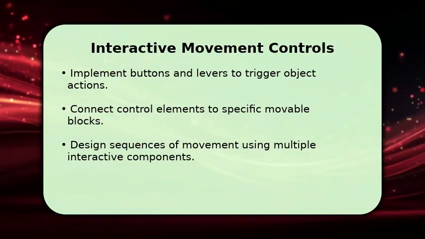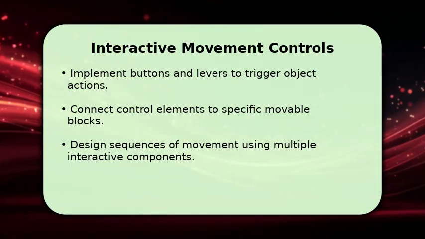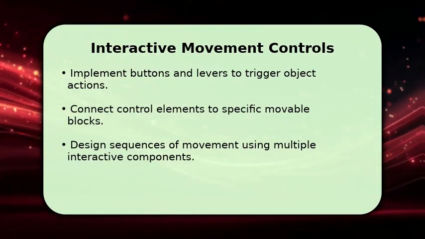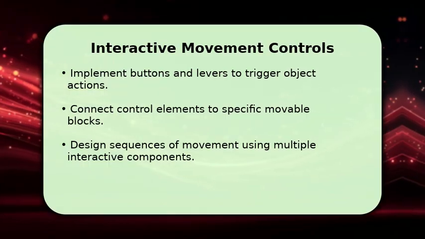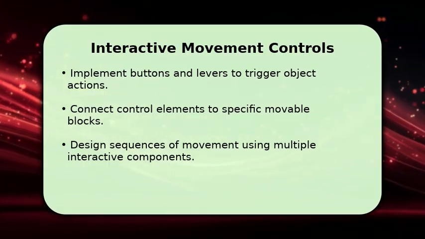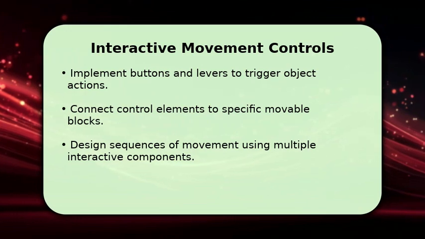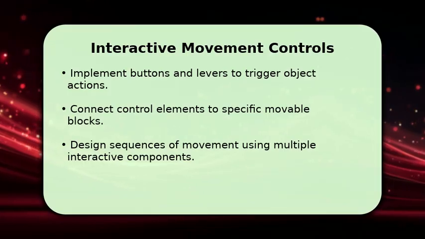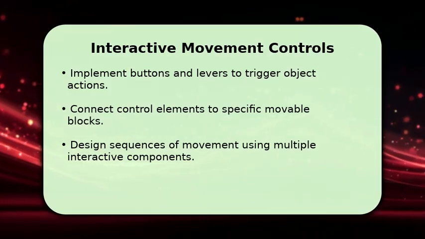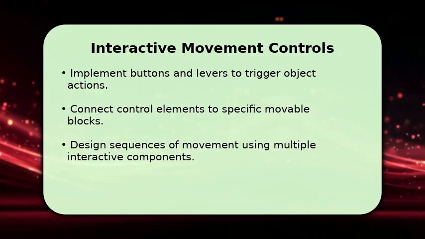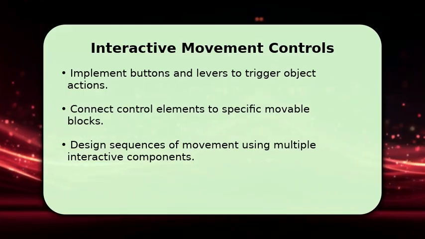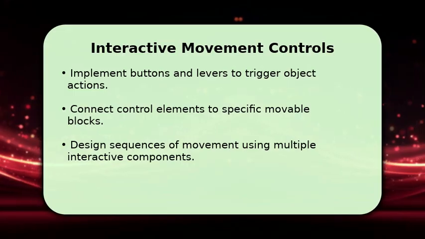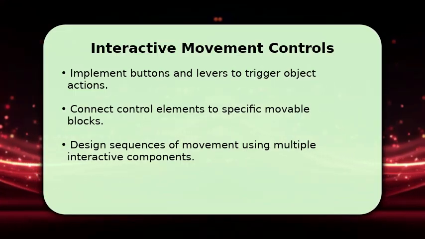Making objects move interactively adds a new layer of fun. You can use in-game buttons and levers to control movement. Place a button, then connect it to the object you want to activate using the wiring tool. When the button is pressed, the connected object can be set to move, rotate, or even disappear. Experiment with different connections to create intricate mechanisms.